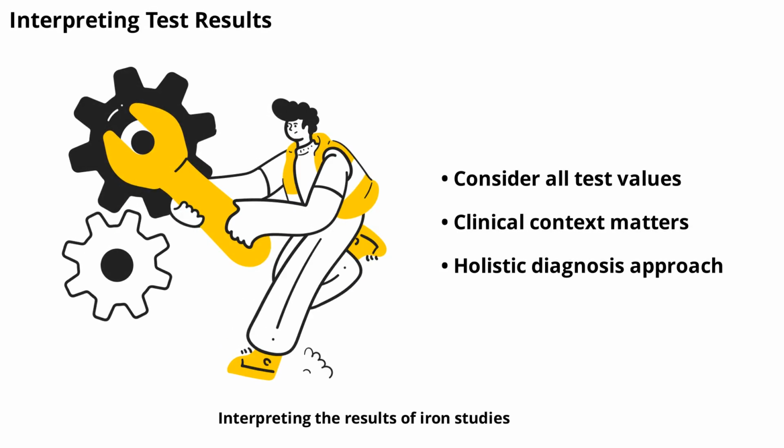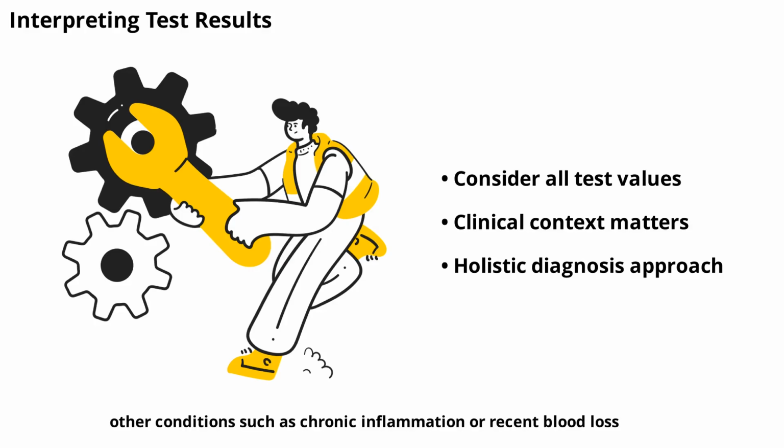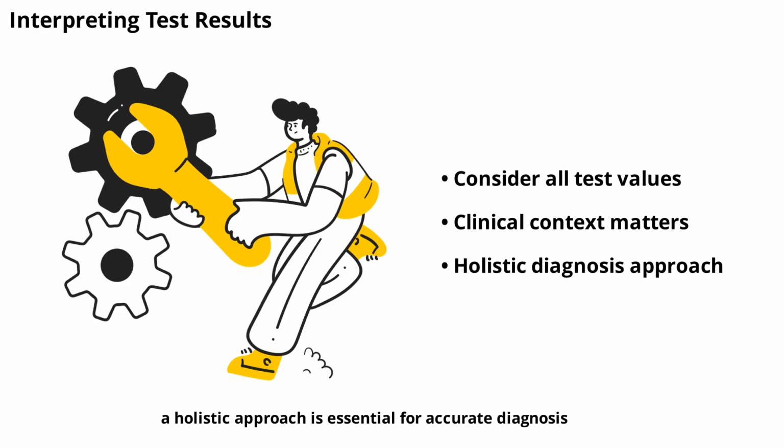Interpreting the results of iron studies requires considering all test values together, along with the patient's clinical presentation. For example, low hemoglobin, low MCV, low ferritin, and high TIBC strongly suggest iron deficiency anemia. However, other conditions, such as chronic inflammation or recent blood loss, can affect these values. Therefore, a holistic approach is essential for accurate diagnosis.